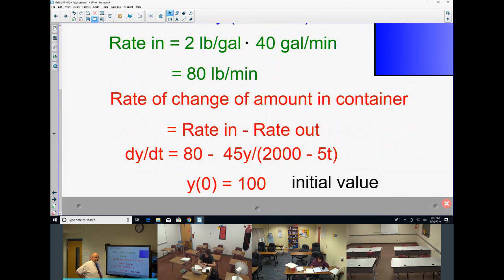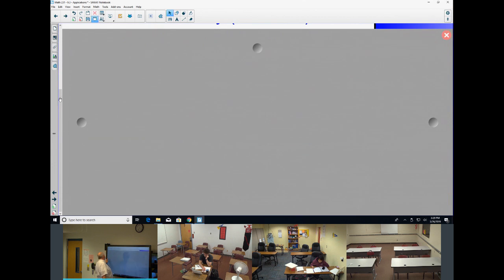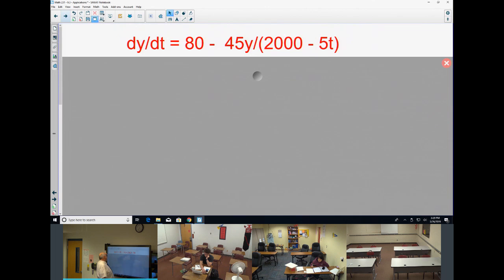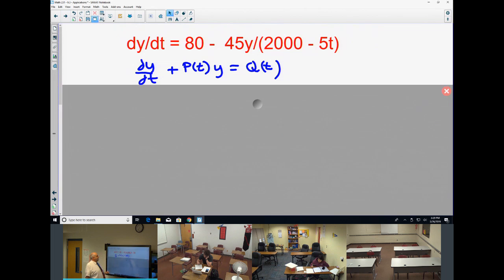Okay? Any questions so far? Okay, now, that was our rate of change. What we're going to do then is think of this as our differential equation that we're going to solve. So this was the standard form. This is our differential equation to solve.